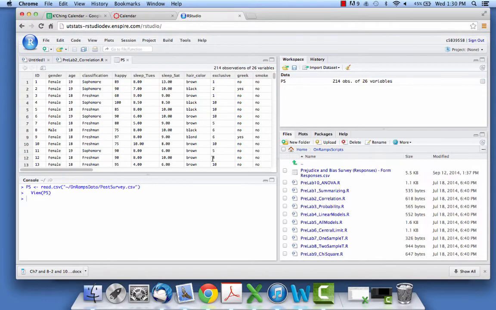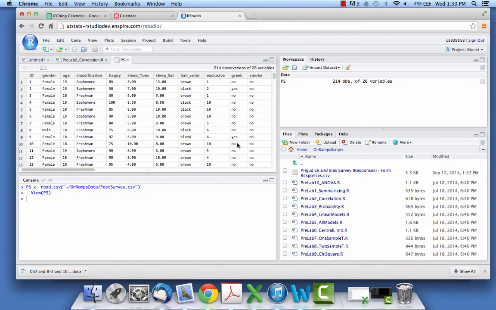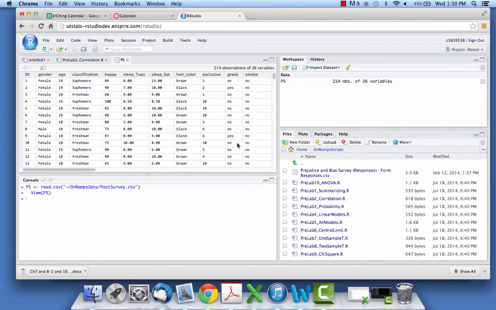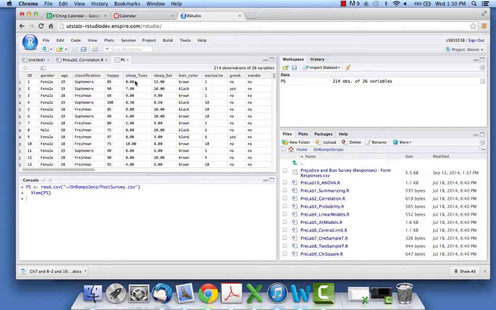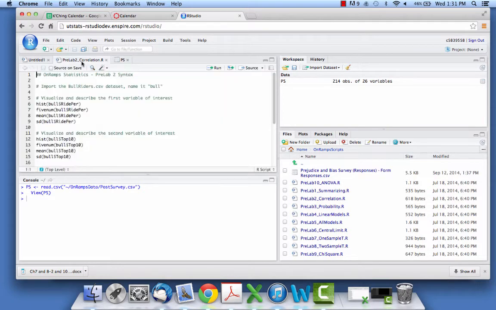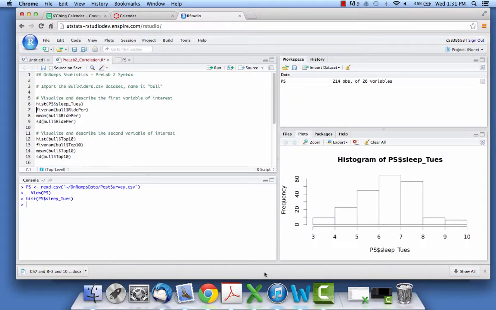So let me look here and see if there's anything that could be related. Sleep Tuesday and Sleep Saturday seem like maybe they should be related. So let's try that. The first variable I'm going to look at is this one. Okay, so now I've run a histogram. That looks approximately normal.